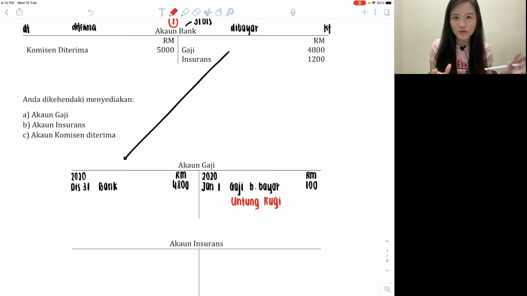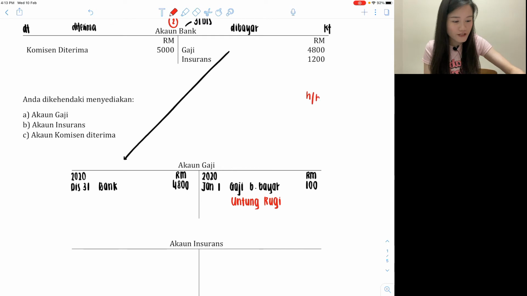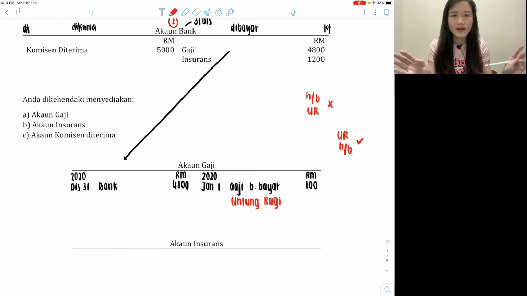So even though there's no number, I still gotta reserve the space in case it sits on the same side as my baki HB. Then you cannot have HB first only to UR. This is a wrong positioning. HB must always be the bottom item of that side itself. This is the correct way. So you make sure that always reserve a spot for untung rugi first. No matter clash or not, you just do that as a safety purpose.